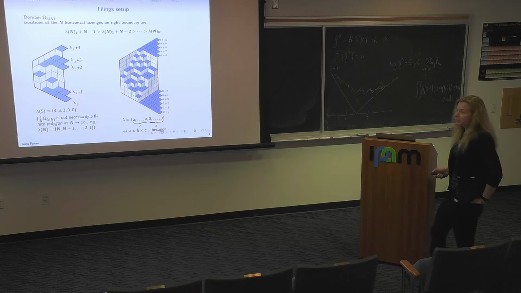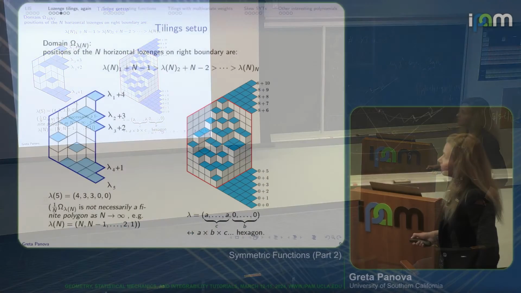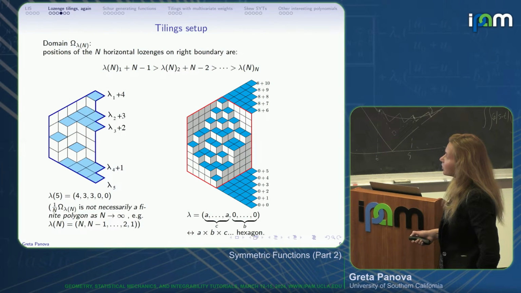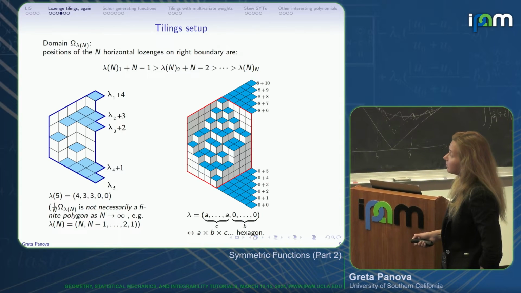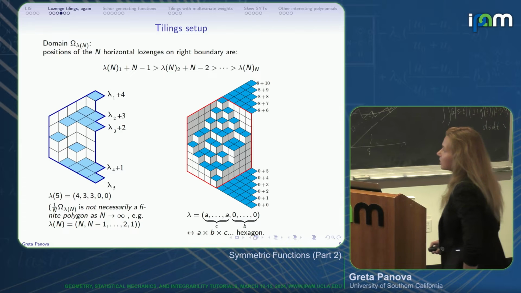And how do we parameterize the whole problem? So we're going to do it like this. We're going to take what's called a trapezoid. So here we have 3 flat boundaries. And here on the right side, we are going to fix where these horizontal lozenges are. Their positions. This is going to give us a partition, lambda. So what's the partition here? This is level 0, so it's 0, 0, then we go up 3, then 3, 3, and then 1 more up, then we have 4. 4, 3, this is our partition.